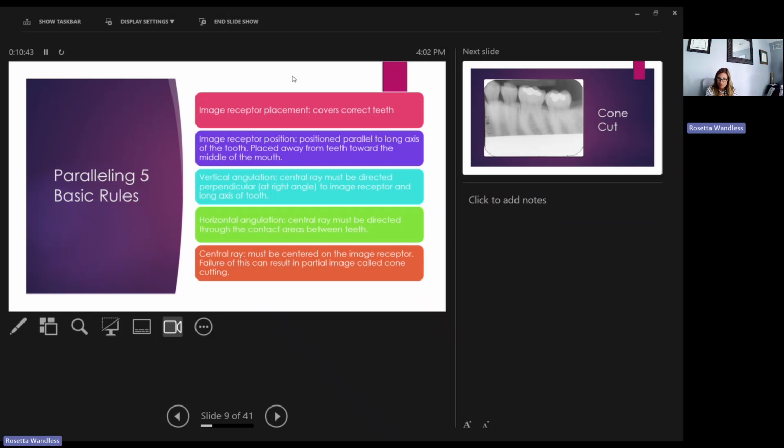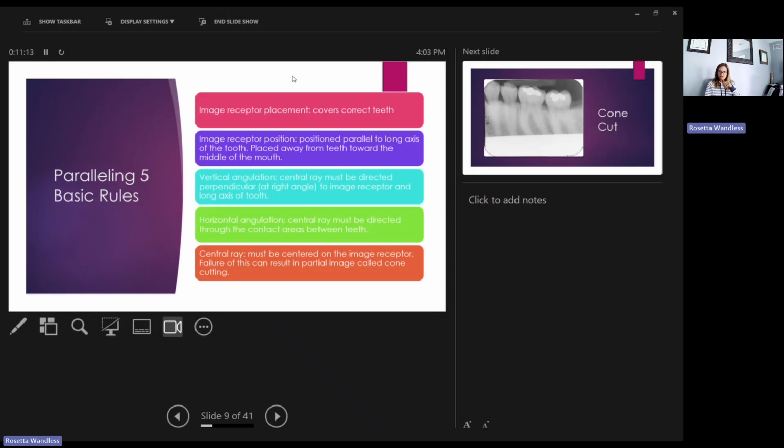The horizontal angulation, again, is PID or central ray direction. The central ray must be directed through the contact areas between the teeth. So that's going to be right and left. You want to make sure, again, it's directed directly through the contact areas. And because we can't see the X-ray emission, we're going to make sure that we have a good idea visually where those imaginary lines are going through.